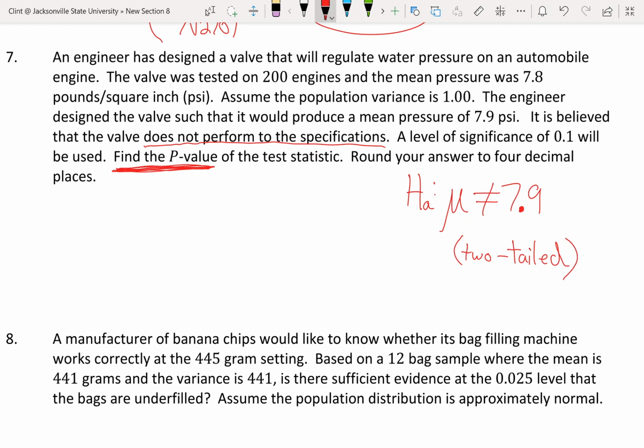And then the other thing we need is the test statistic. This one throws us a little bit of a curve. It gives us variance. But on this particular one, if you didn't notice, it wouldn't matter because it's given us sigma squared. All I have to do to get sigma is take the square root of that. And the square root of 1 is still 1. So it wouldn't mess you up on this one.